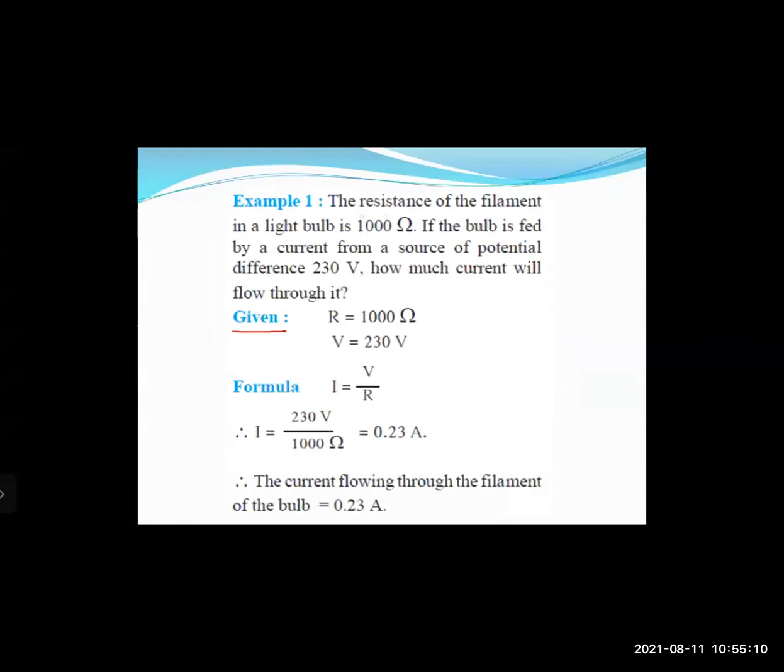What is given? The resistance of the filament of a light bulb is 1000 ohms. So we'll write down resistance R equals 1000 ohms. Then further, if the bulb is fed by a current from a source of potential difference of 230 volts, so we will write V, voltage, equals 230 volts. Okay, we have written that. What is the question asked? How much current will flow through it? So I will have to write the value of I, and we have to find it out. I equals how much, right?